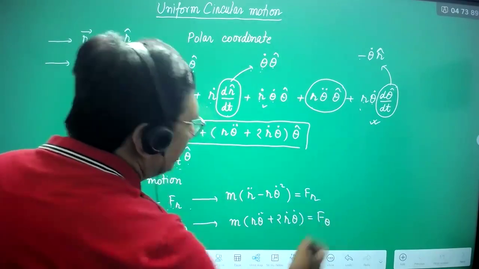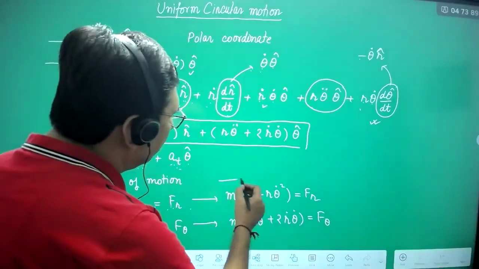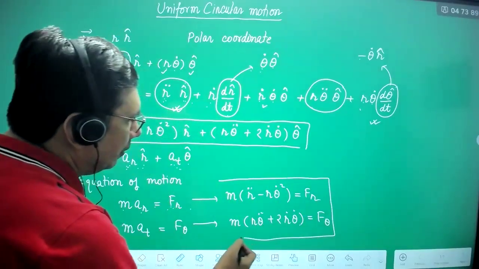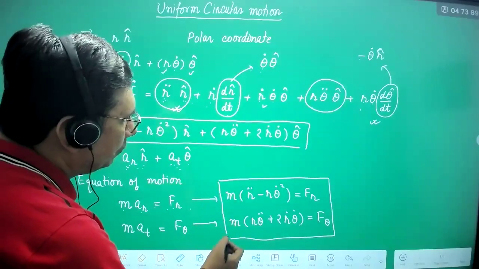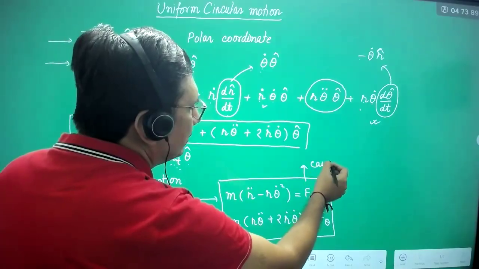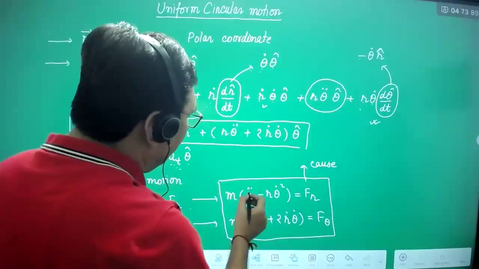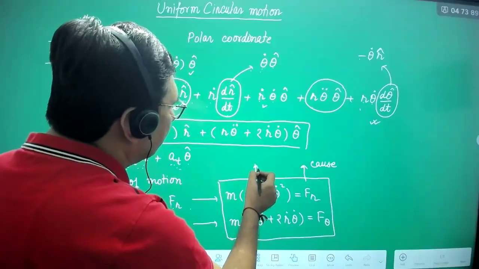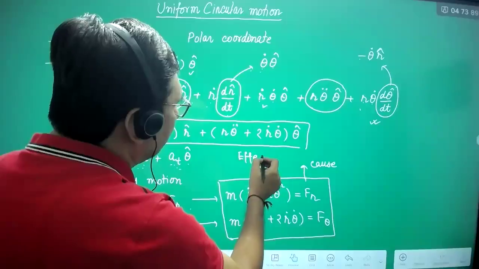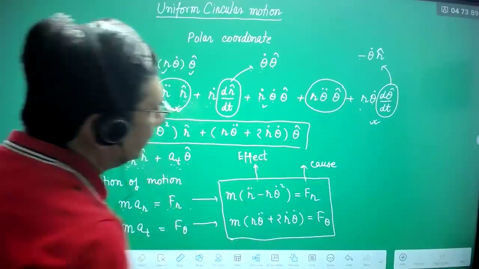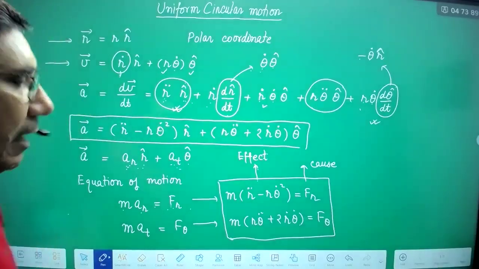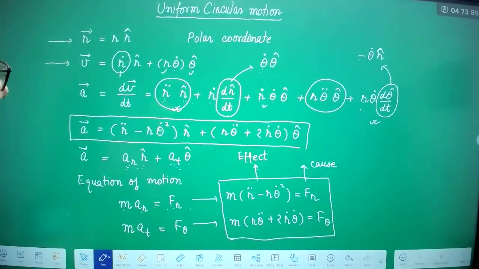So these are the equations of motion in terms of polar coordinates. Here the forces are the causes, Fr and F theta, and these accelerations are the effects. One is the radial force and another is the tangential force, Ft or F theta. So these are the equations of motion.